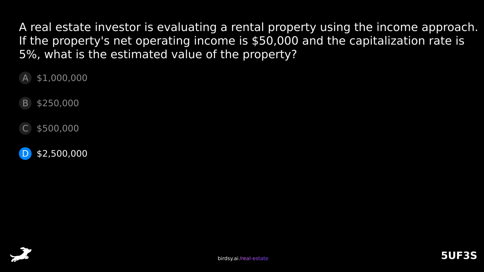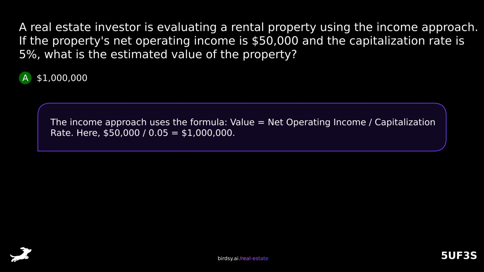$2,500,000? The answer is A, $1 million. The income approach uses the formula value equals net operating income over capitalization rate. Here, $50,000 divided by 0.05 equals $1 million.